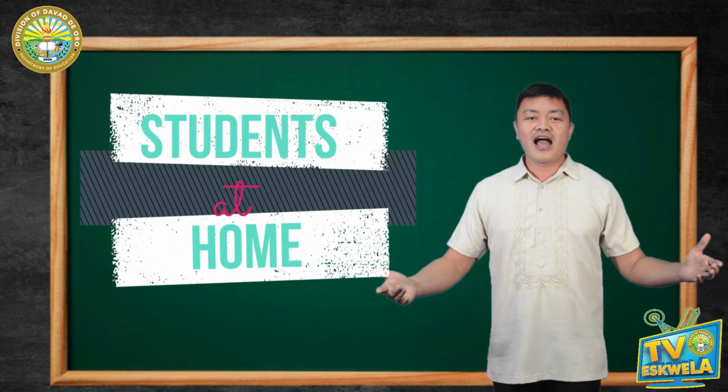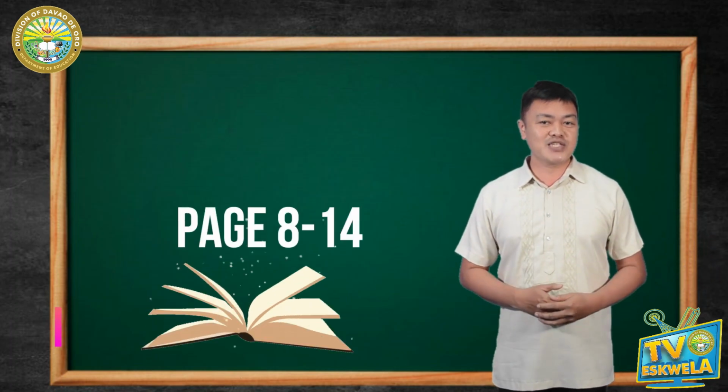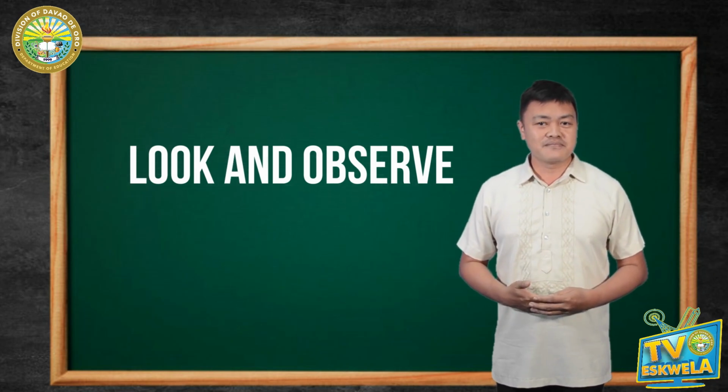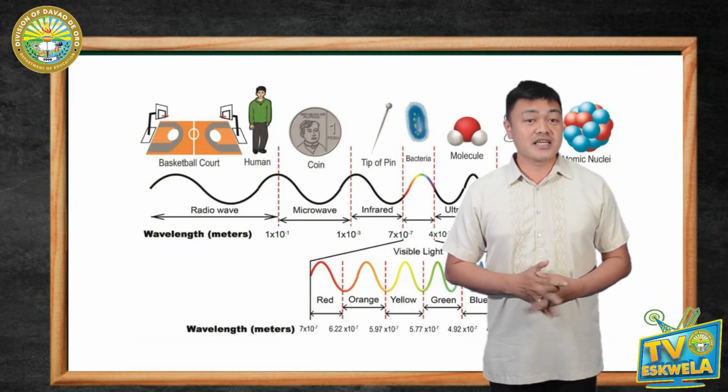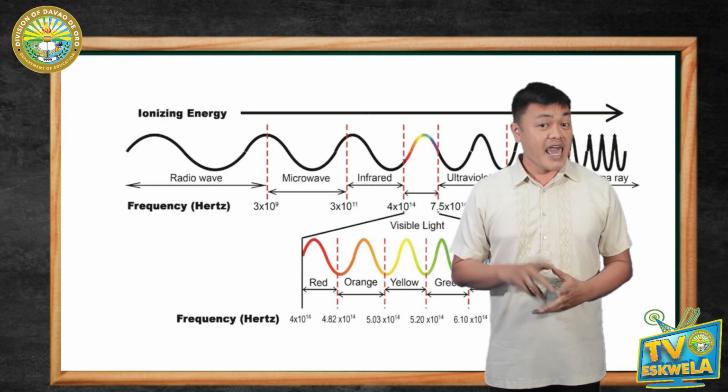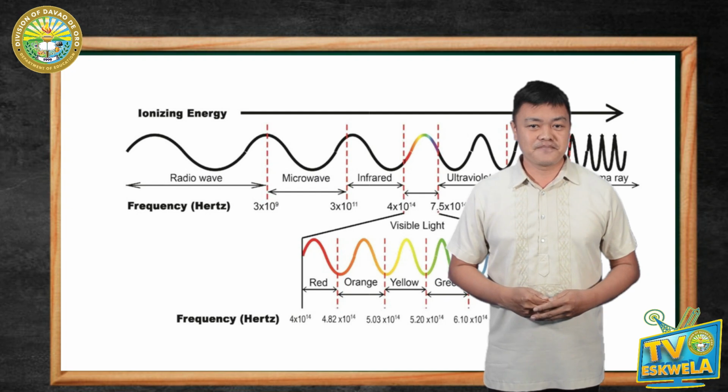Now, students at home, I want you to open your module on page 8 to 14. Take a look and observe the diagram. It shows that the electromagnetic spectrum are arranged according to frequencies, energy, and wavelength.